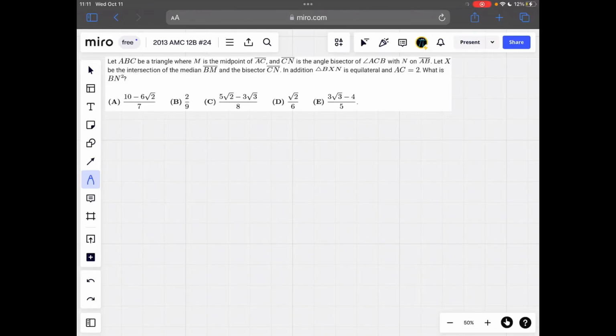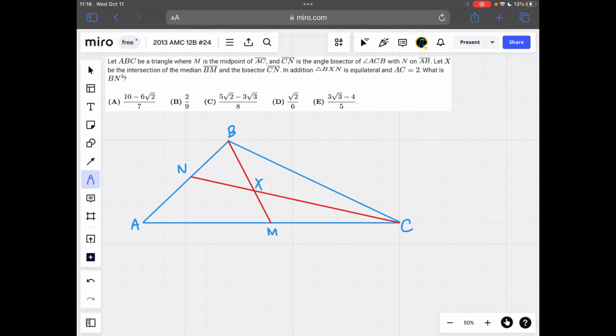Let ABC be a triangle where M is the midpoint of AC and CN is the angle bisector of angle ACB with N on AB. Let X be the intersection of the median BM and the bisector CN. In addition, triangle BXN is equilateral with AC equals 2. What is BN squared?